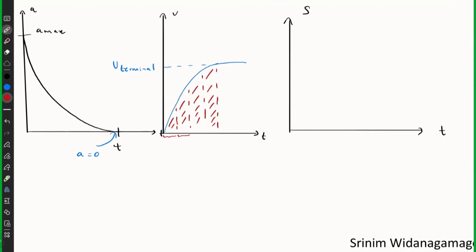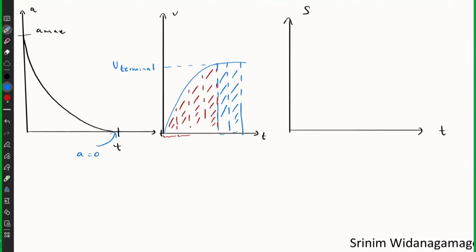The amount by which the area increases every second increases. That means the displacement increases more and more. Right? There's an increasing rate of displacement. Okay? And if you look at the final point, what can we say? The area remains constant, right? So the amount by which the displacement increases stays the same. That means the displacement increases the same amount every second, right?